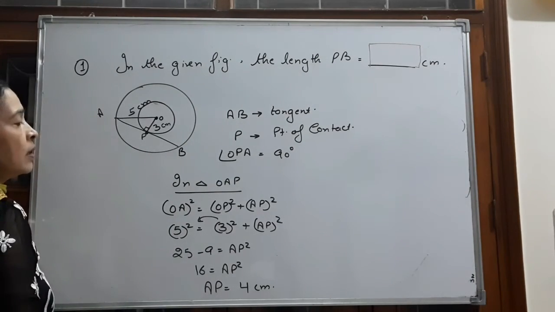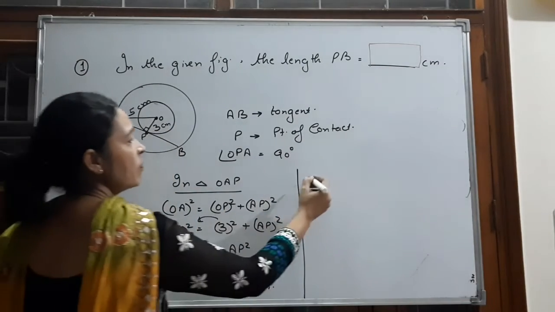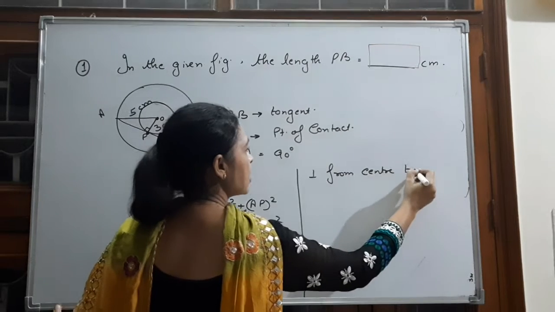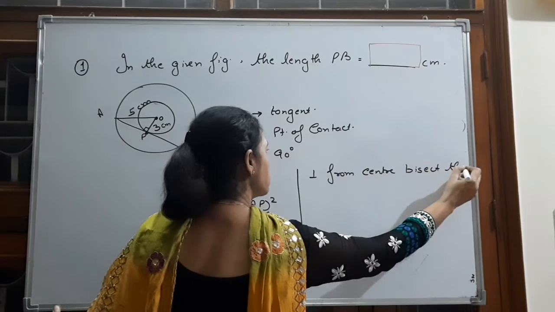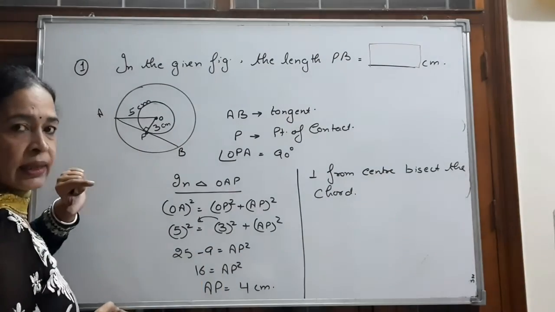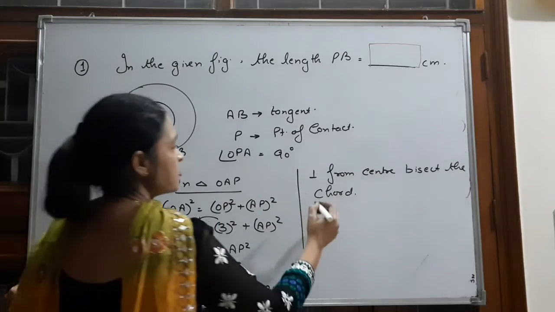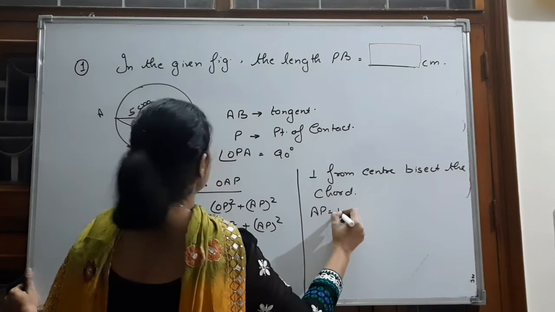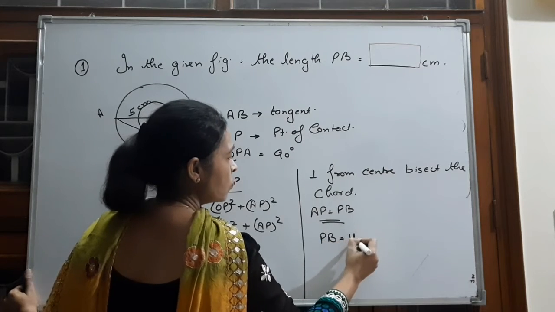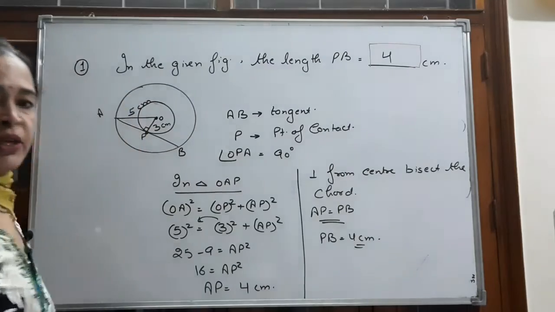But you have studied in class 9 that a perpendicular from the center bisects the chord. Since AB is a chord for the second, outer circle, OP is perpendicular to AB. This means AP equals PB. Since AP is 4 centimeters, therefore PB is also 4 centimeters, which is our answer. Answer will be 4 centimeters. Clear?